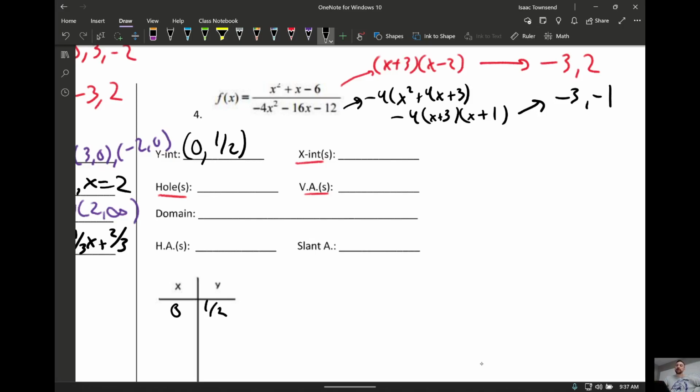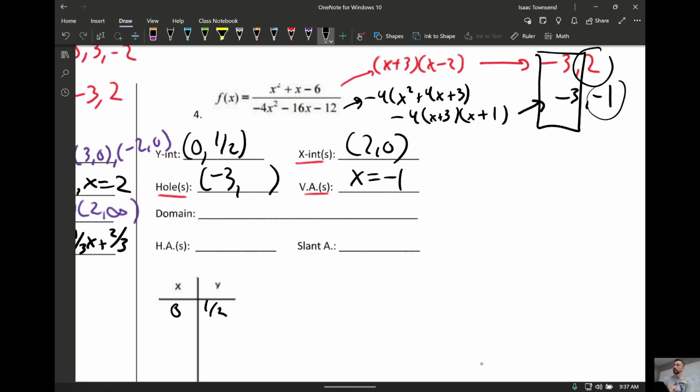And then we have to know the definition of these, of how to find these. So -1 makes only the denominator 0, so that's a vertical asymptote. 2 makes only the numerator 0, so our only x-intercept should be 2. And numbers that make both the numerator and denominator 0 are the x value of the hole.